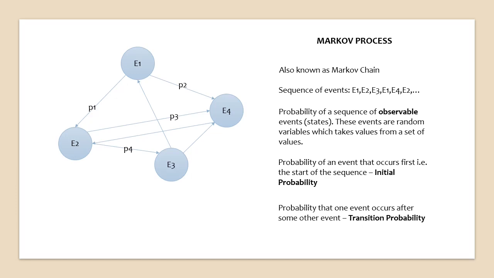So in this image, you can see the events are represented by the circles, and the transitions between events are shown as directed arrows. And the labels on the arrows represent the transition probability. So this arrow here means that E2 occurs after E1 with probability P1.